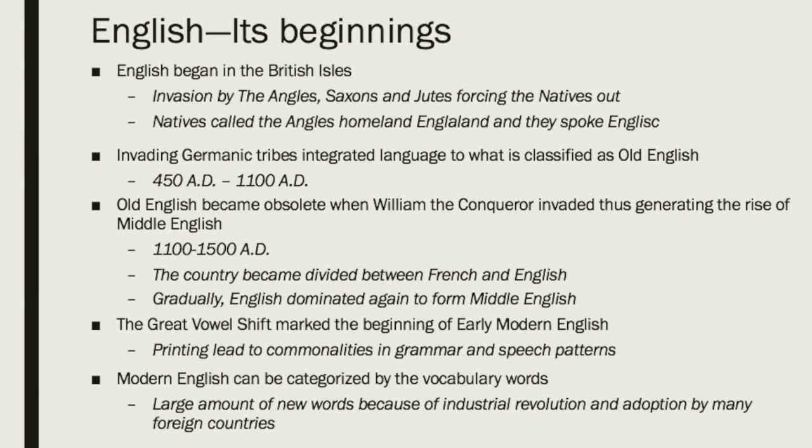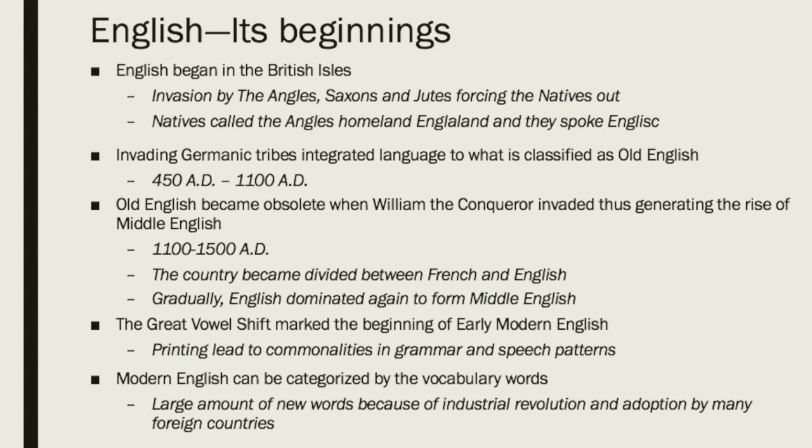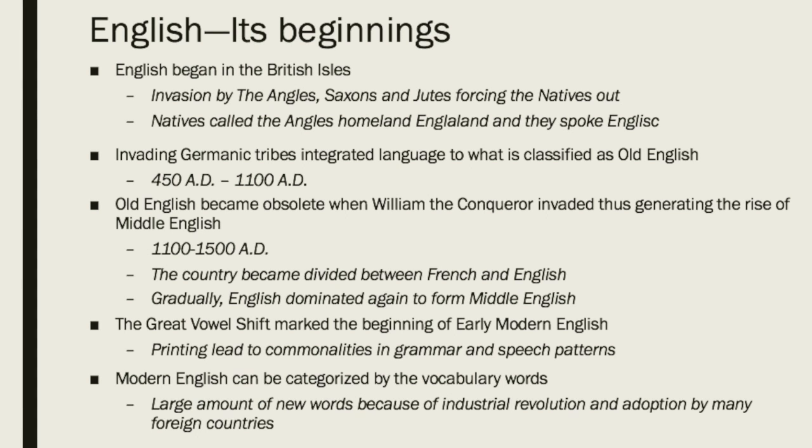The previous inhabitants of the islands were forced out to the north and the west of the country, but the name English actually came about because of the natives to the British Isles. They called the Angles' homeland England, and they also spoke Englishka. And then after the invasion of the original British Isles, some Germanic tribes continued to integrate their language around 450 to 1100 AD, which could then be classified as Old English.